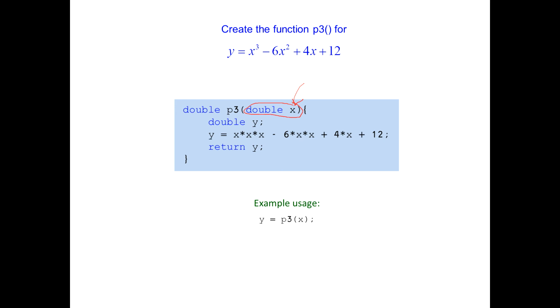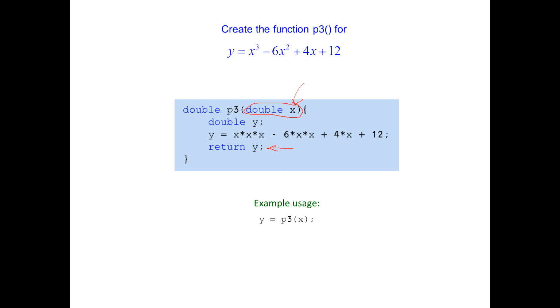Internally, we need a place to store the result, and this will also be a double value. And then here's the computation, where it's x cubed. Notice we're not using the power function. We'll just multiply x three times, minus 6x squared, plus 4x, plus 12. And then we have to tell it what we want returned. I mean, we could return x, okay, but we want the computation.